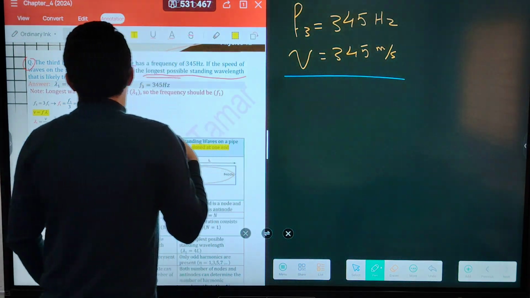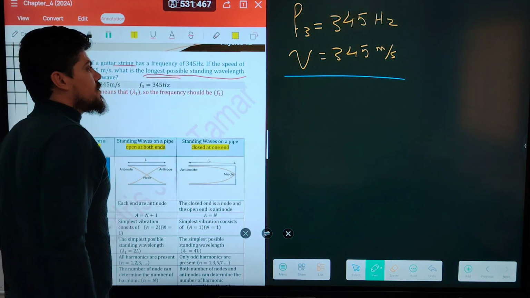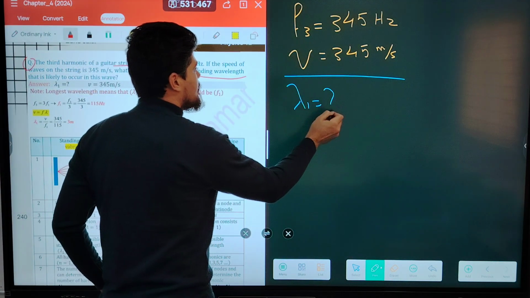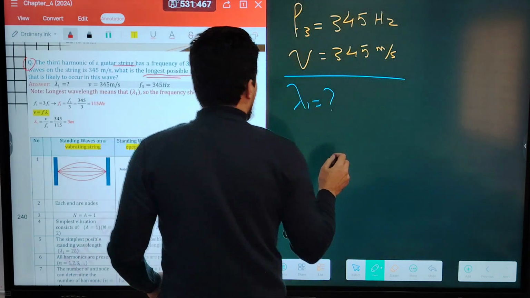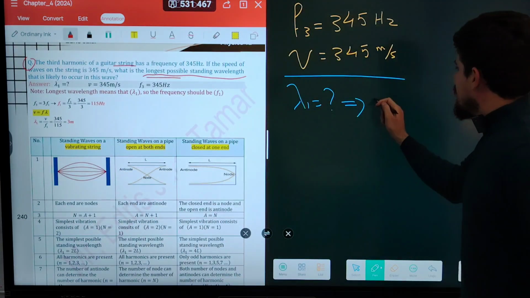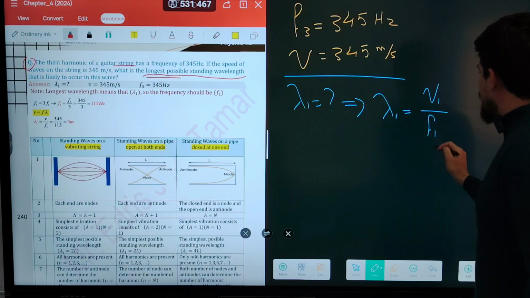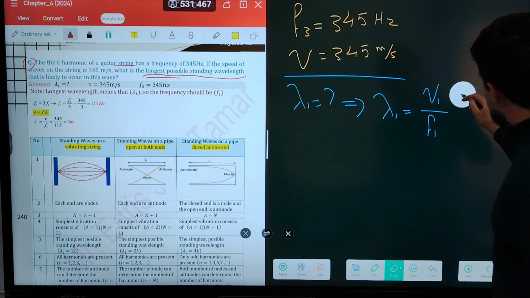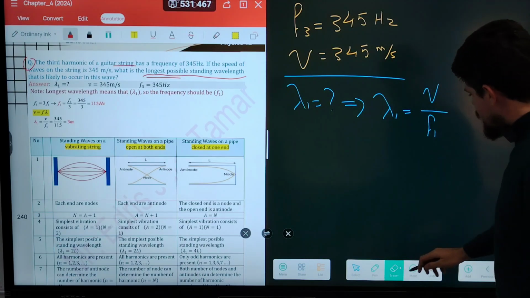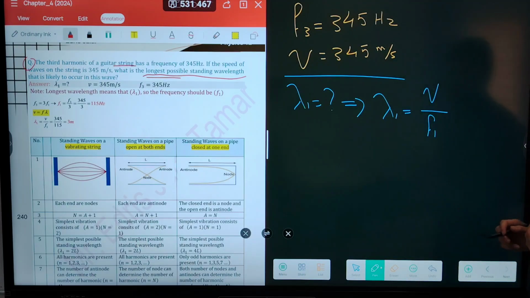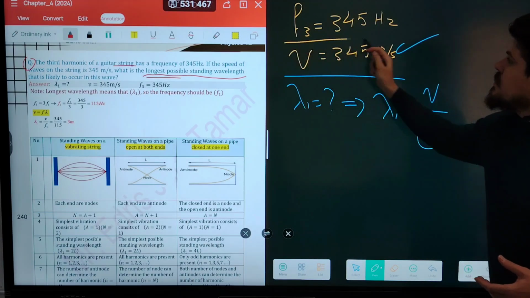And what is the lowest frequency? Okay, what is the longest wavelength? What do you mean by longest wavelength? Lambda 1. Guys, lambda 1 is equal to what? Lambda 1 is equal to V over F1, and don't write V1, because V is constant. Do we have V? Yes. Do we have F1? No. But instead of F1, what do we have?